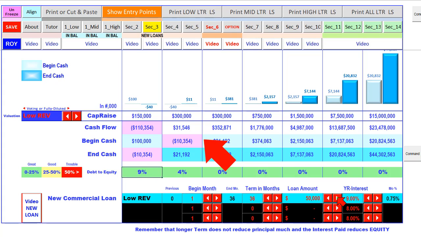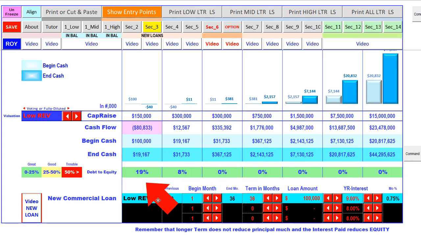Let's see what happens when we go to another 100,000. We've got to get rid of this pink here. Okay, so if we borrowed 100,000 at the beginning, we would have a little extra cash at the beginning. That would be fine. And we have a reasonable debt to equity ratio. So hey, maybe it could work.